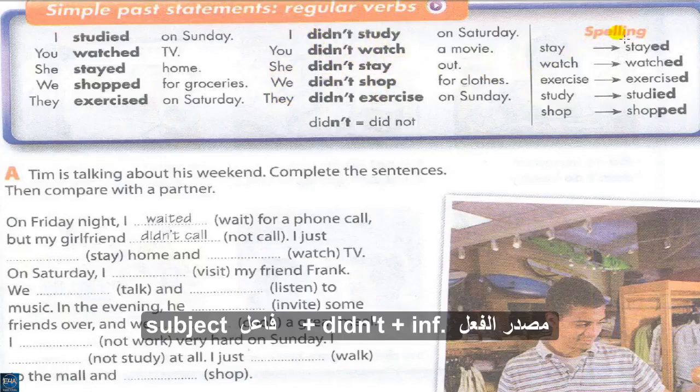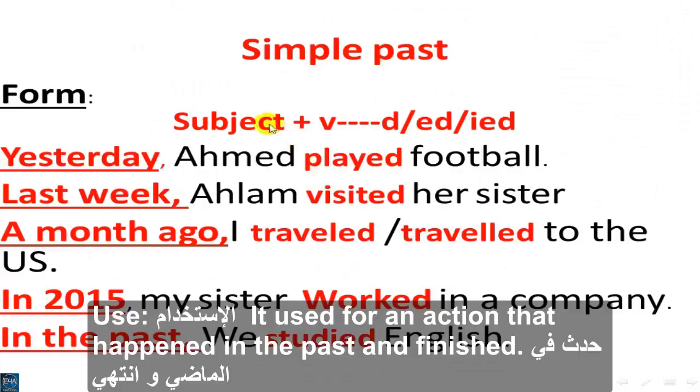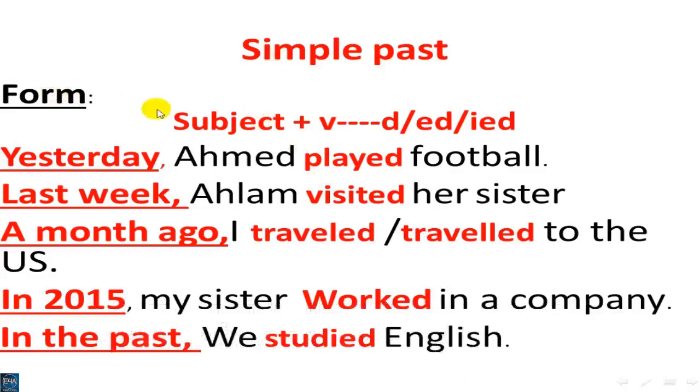When we put D, E-D, or I-E-D: stay, stayed, E-D, because they have a vowel A before Y. Watch, watched, E-D. Exercise, exercised, D. There is an E, so I put D. Study, studied. Why? I-E-D, so we remove the Y and we put I-E-D. Shop, P, and there is a vowel before P, so shopped, American, double P-E-D. Simple past expresses an action that happened in the past and finished. Form: subject, verb, plus D, E-D, or I-E-D.